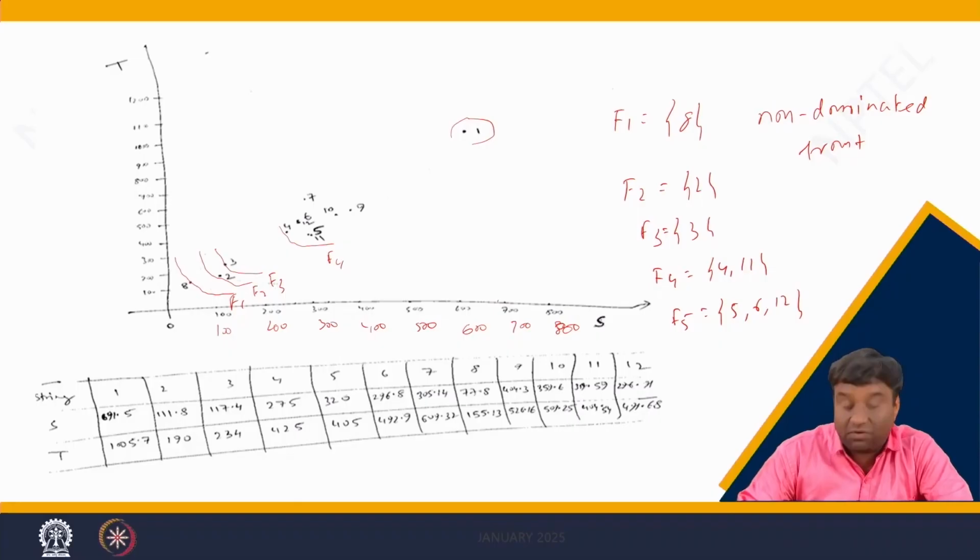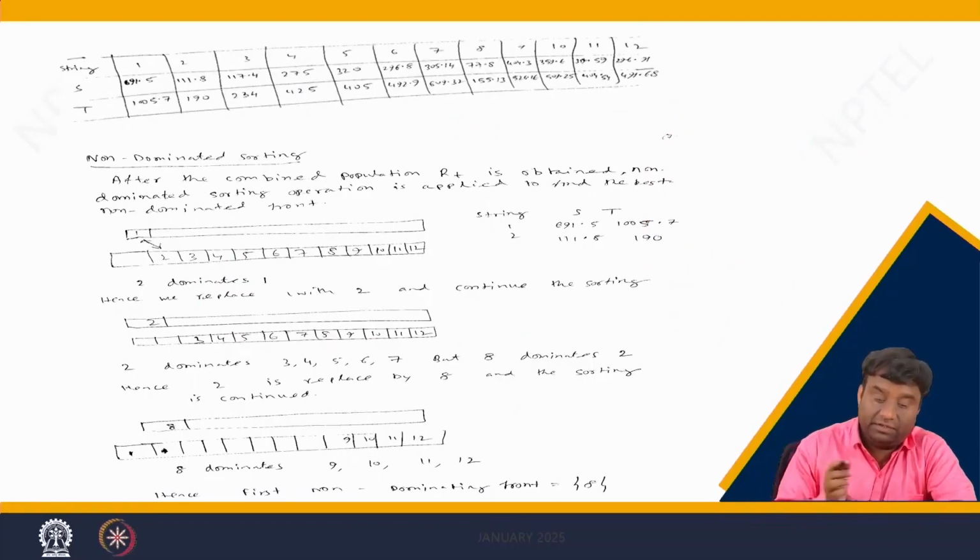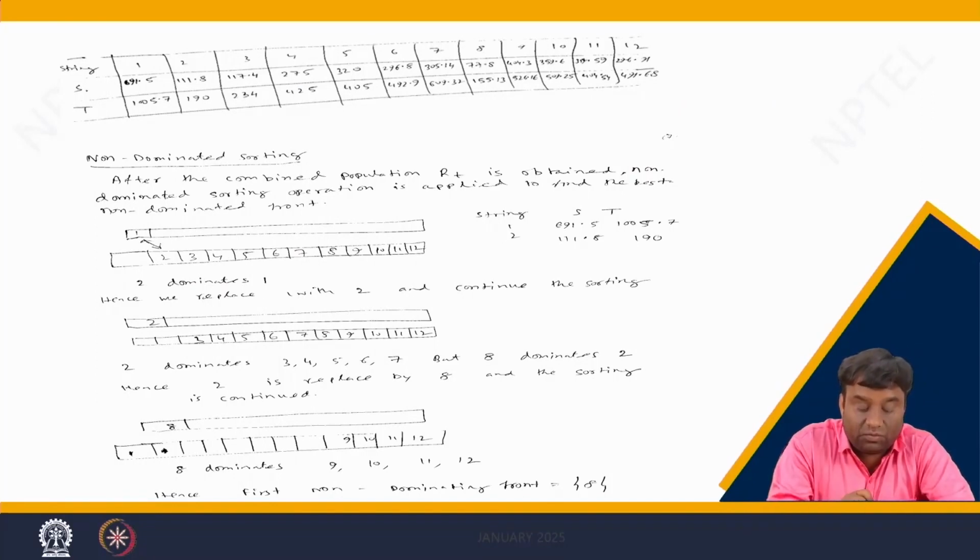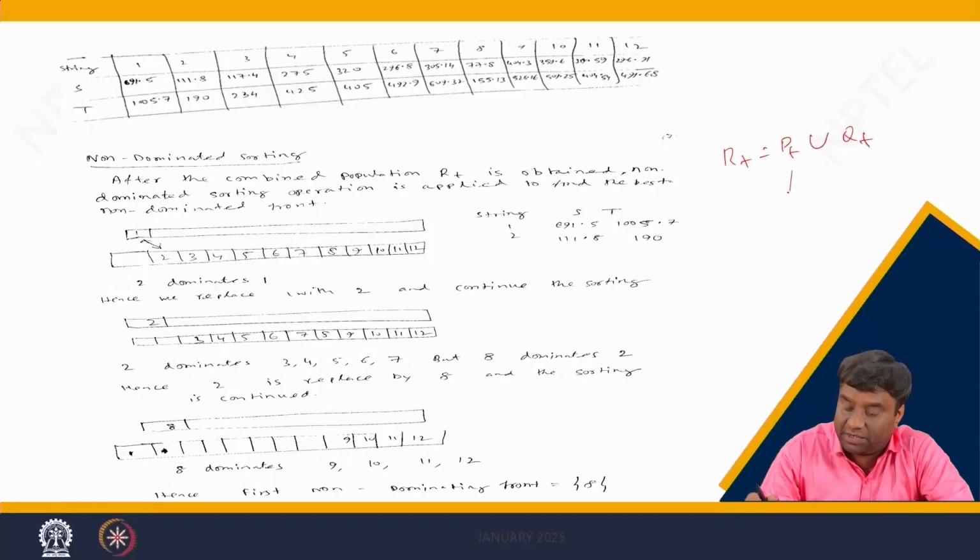Now we'll try to understand these things by some sorting technique. So let's try to understand the sorting technique. Here the same example we took, S and T, 691, like that. Now we are discussing non-dominated sorting. After the combined population Rt, which is Pt union Qt, where Pt means the initial population, from there you do crossover and mutation and you get child populations. So after the combined population Rt is obtained, the non-dominated sorting operation is applied to find the best non-dominated front.